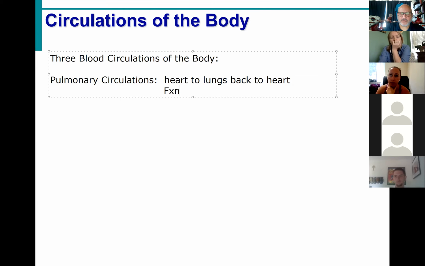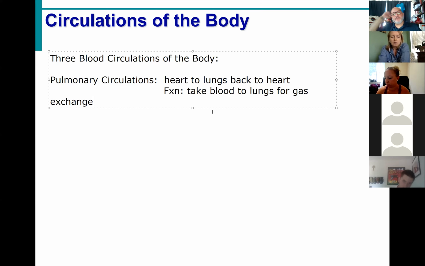Oxygen. So that gives gas. Yeah, exactly. Take blood to the lungs for gas exchange. Right. Excellent.